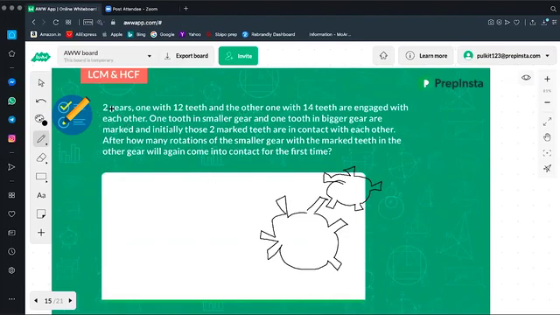So the question says 2 gears, one with 12 teeth and the other with 12 teeth are engaged with each other. So when I say engaged with each other, it means a tooth of one gear is in contact with a tooth of another gear. Yes or no?